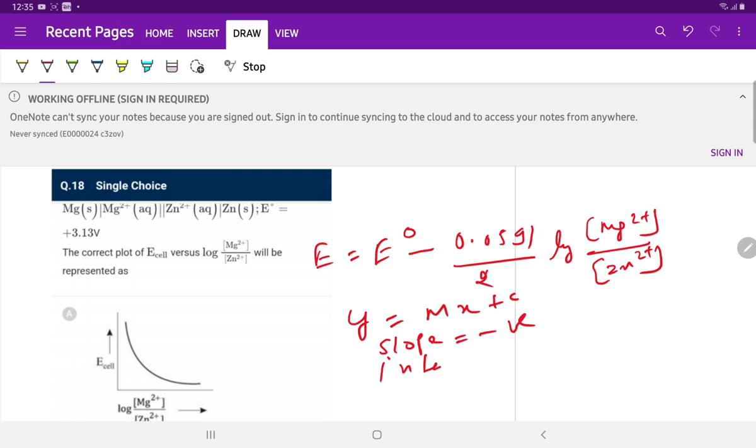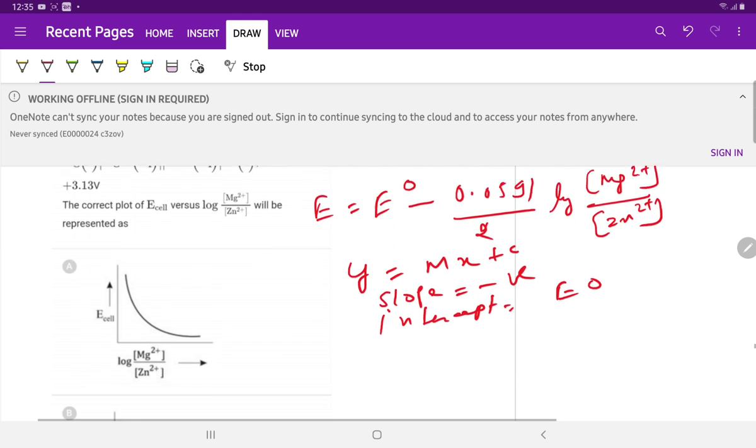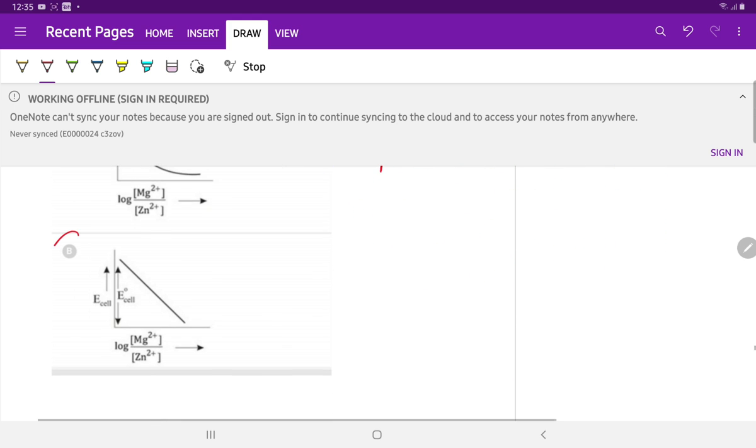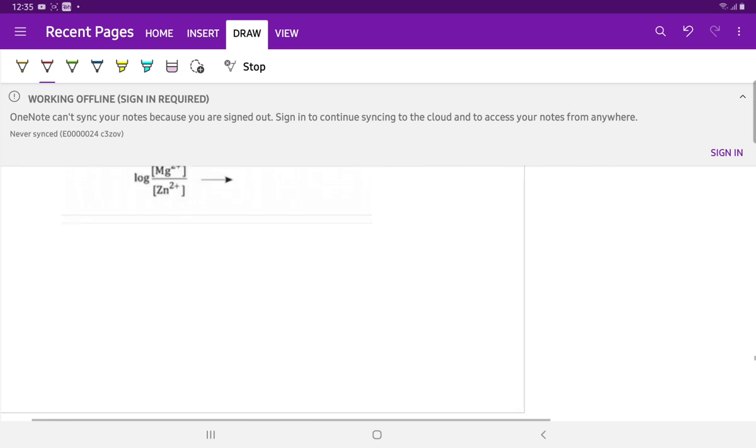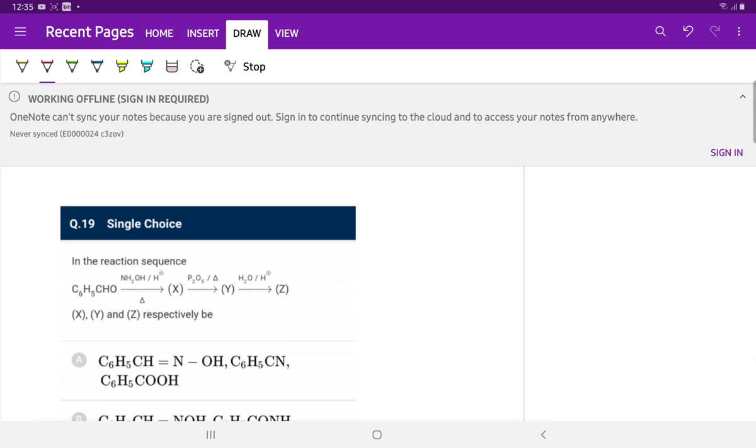Intercept is equal to E naught. So option B is correct for this, since the intercept will equal E naught and the slope is negative. We will move to question number 19.